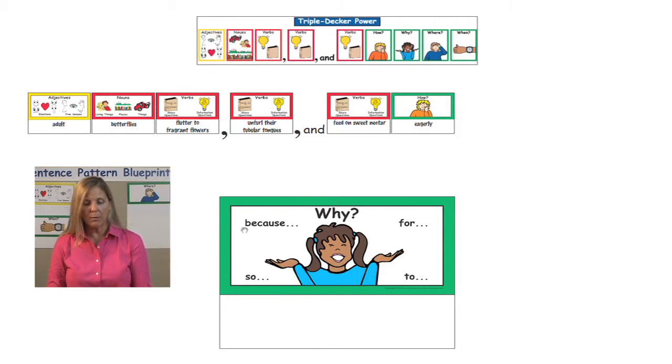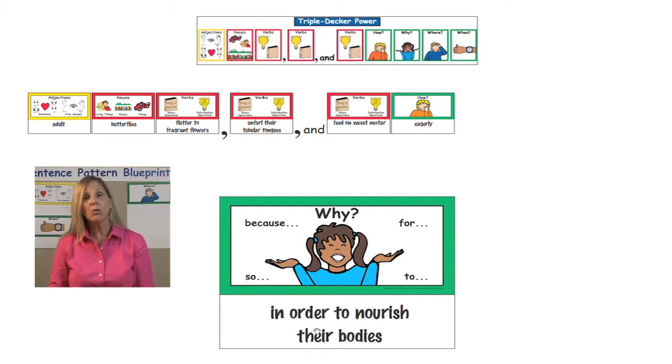Then we look at our because, for, to, so, but notice I didn't use one of those starter words this time. I'm answering why, but I'm going to start with the 2 words in order. You don't always have to use these words. In this case, why are the butterflies drinking the nectar? In order to nourish their bodies.